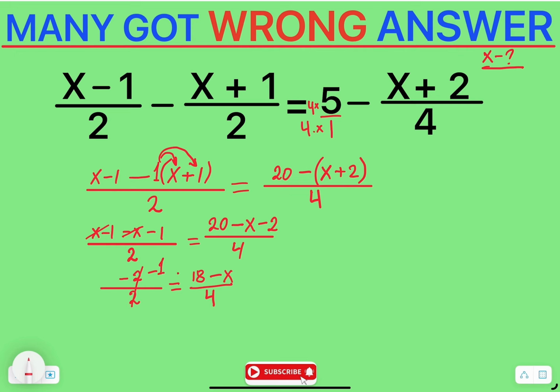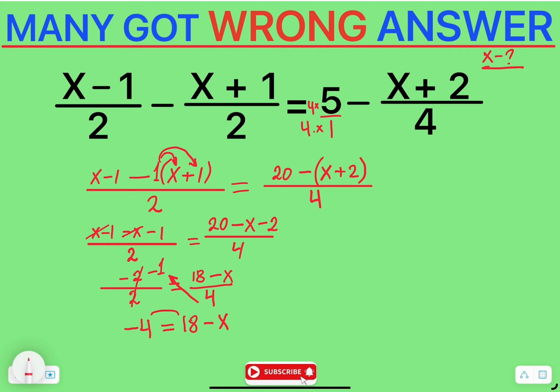Instead of bringing this whole fraction to the left side and subtracting, I can cross multiply this denominator with minus 1. So we will escape from denominator. 4 times minus 1 will be minus 4 equals to 18 minus x. Now we have a one-step equation to find our x.